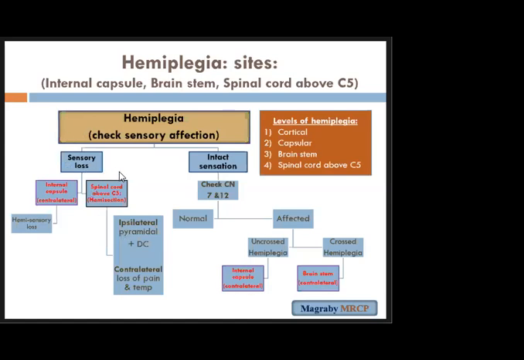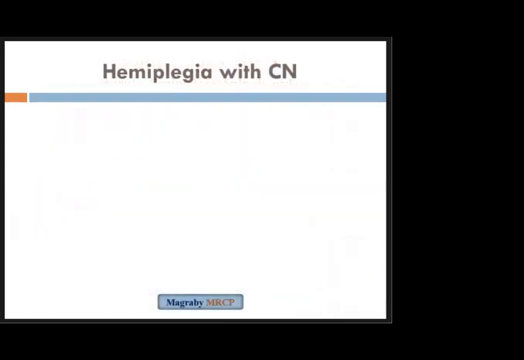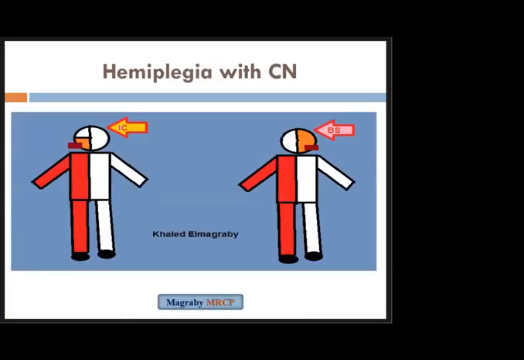If there is sensory affection, it may be either the internal capsule is affected, which will lead to a hemisensory loss, or there is a spinal cord affection above the level of C5, leading to what's called hemisection of the spinal cord or Brown-Sequard syndrome: ipsilateral pyramidal and dorsal column affection, plus contralateral loss of pain and temperature. Now let's go in detail regarding the cranial nerve affection, especially in case of hemiplegia. We'll try to emphasize the facial nerve, especially. This is a simple diagram, to make it easier.